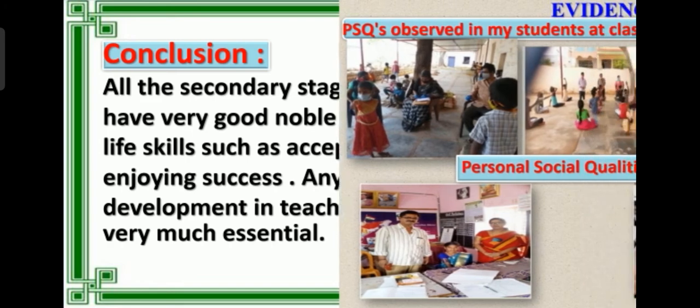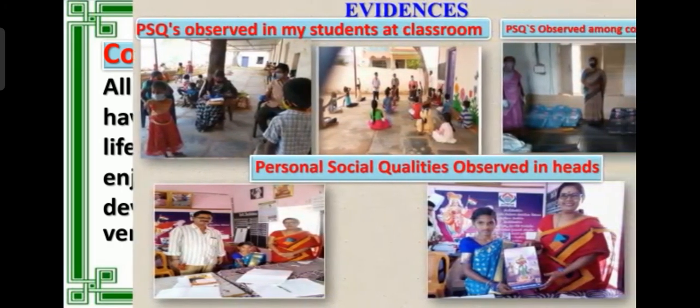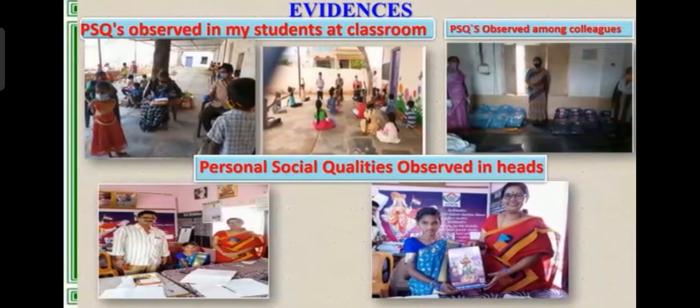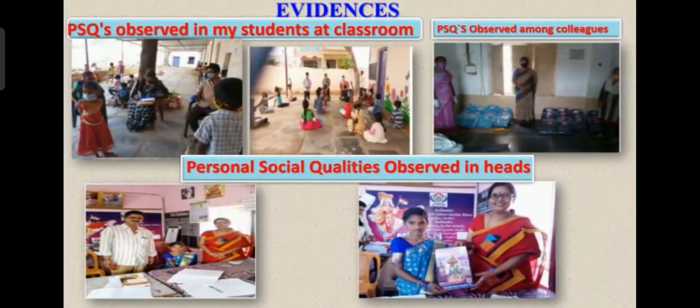Then move on to the evidences. The PSQs observed in my students at classroom. The first two pictures are the evidences for the PSQs observed in my students at classroom. Then the second pic shows the PSQs observed among colleagues at the time of JVK distribution. Then personal social qualities observed in the headmaster, that is what the third pic shows. Then the fourth pic is where I made my child a one day HM and honored her with a memento. That is the last pic. These are the evidences for PSQs.